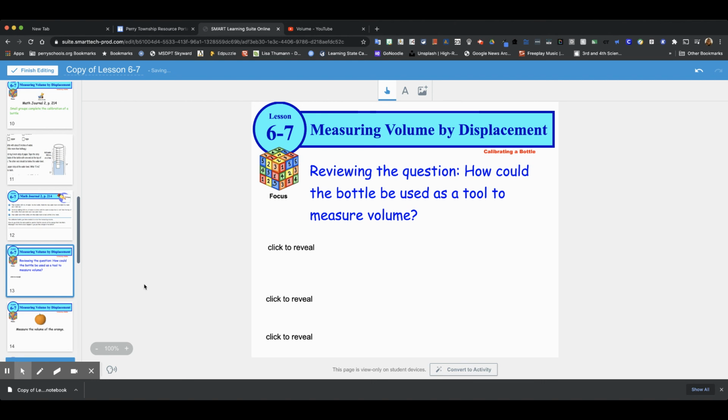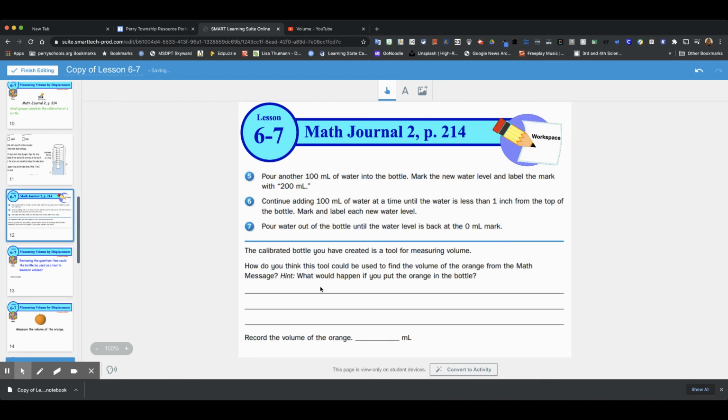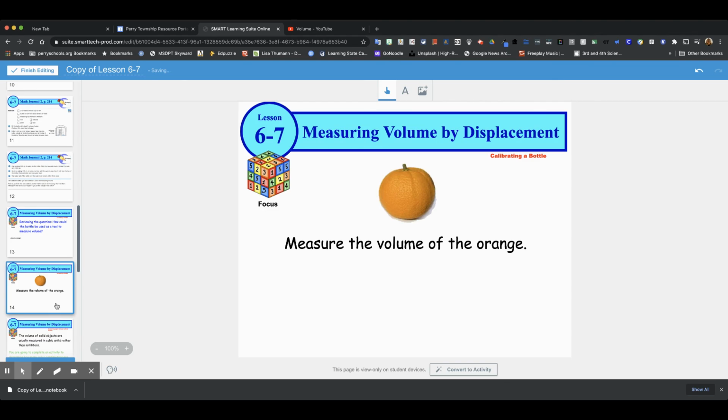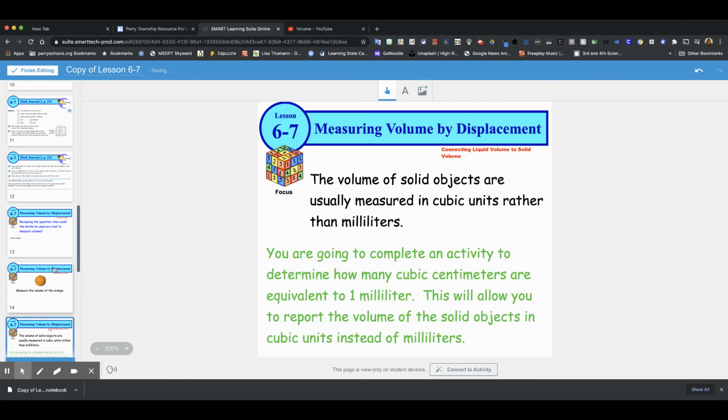Think about how this bottle could be used as a tool. If you drop the orange into this water, what would happen to the water level? So here I'm going to pause. I'm going to go over to this YouTube video since we can't actually do the activity, and we're going to watch this together.